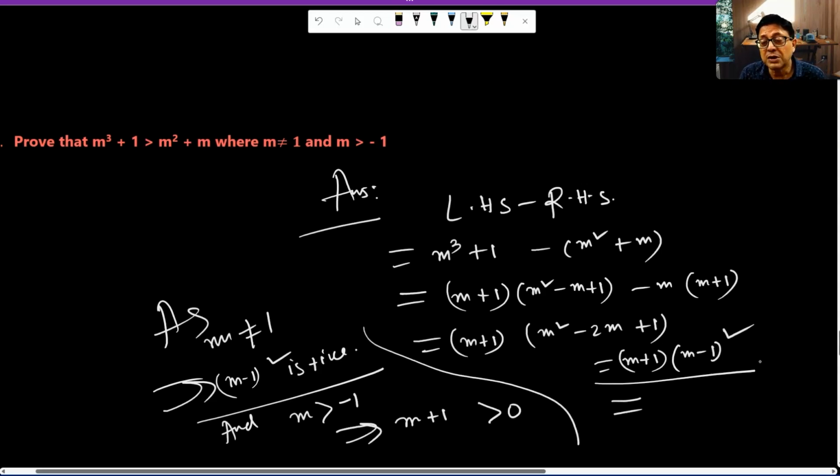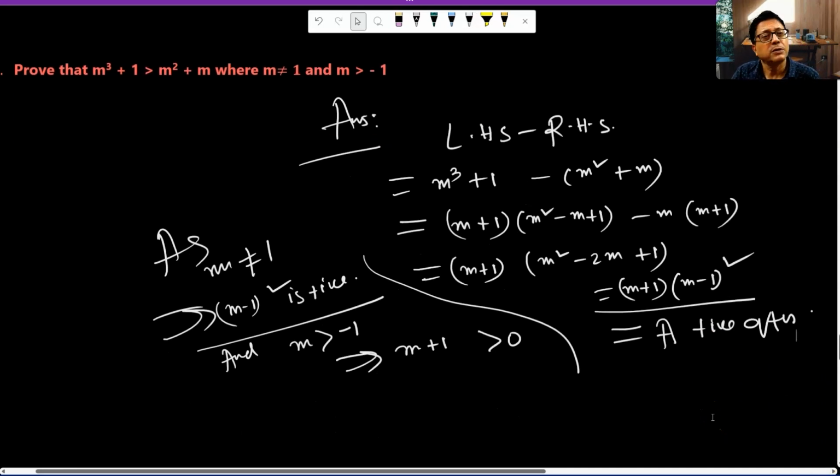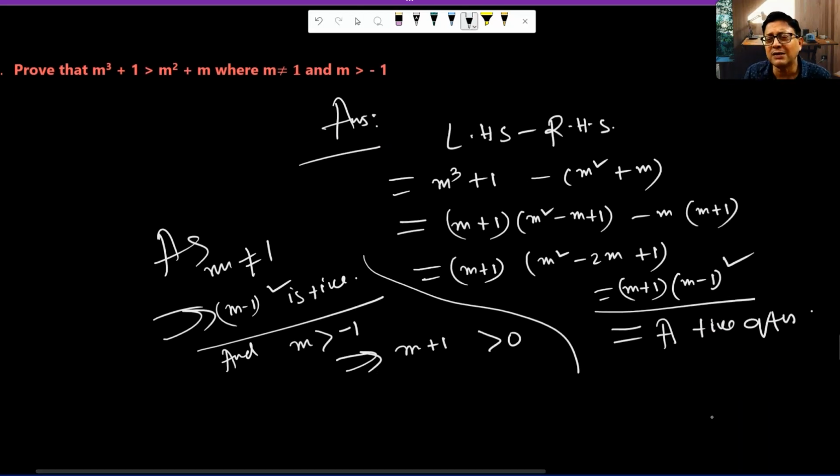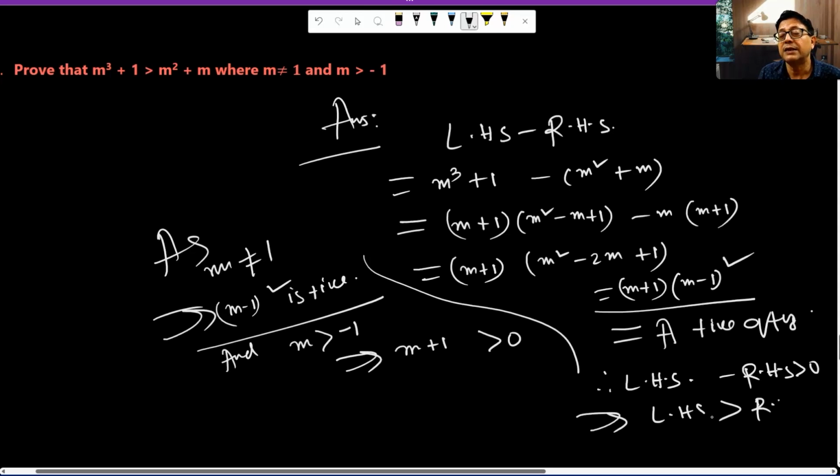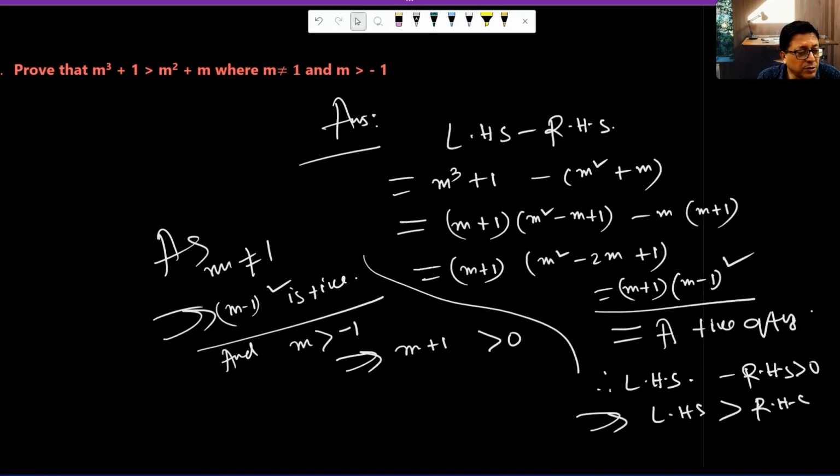So what is your conclusion about this? This is equal to a positive quantity. So, what is the proof? Same. That LHS minus RHS is a positive quantity. Comparison done. LHS minus RHS greater than 0. This implies LHS is greater than RHS. Clear? Done? You have understood?